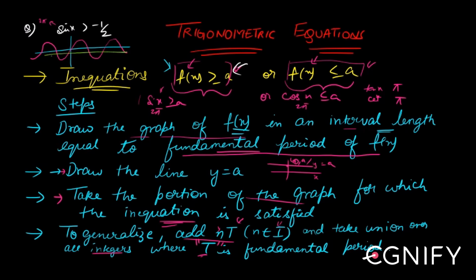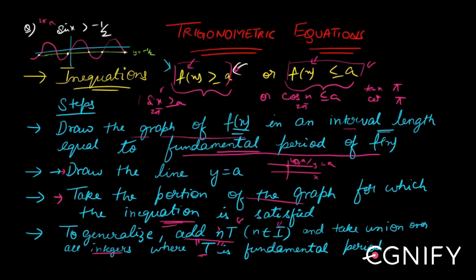This is the line y equal to a. So y equal to minus half. This is my line. Now as I can see, this is intersecting this curve in a lot of points. It's intersecting it here, it's intersecting it here, and it'll just keep on intersecting. It'll intersect it here also, and just keep on intersecting.